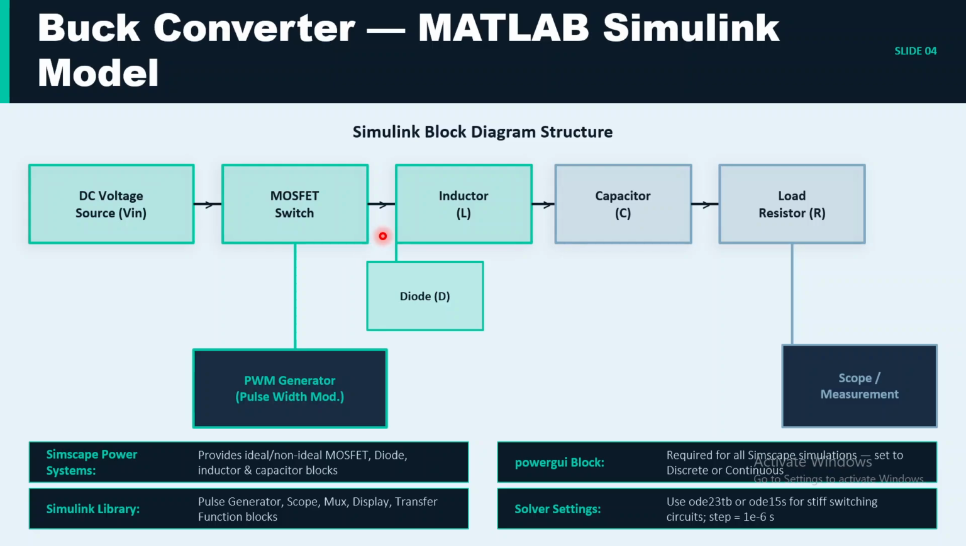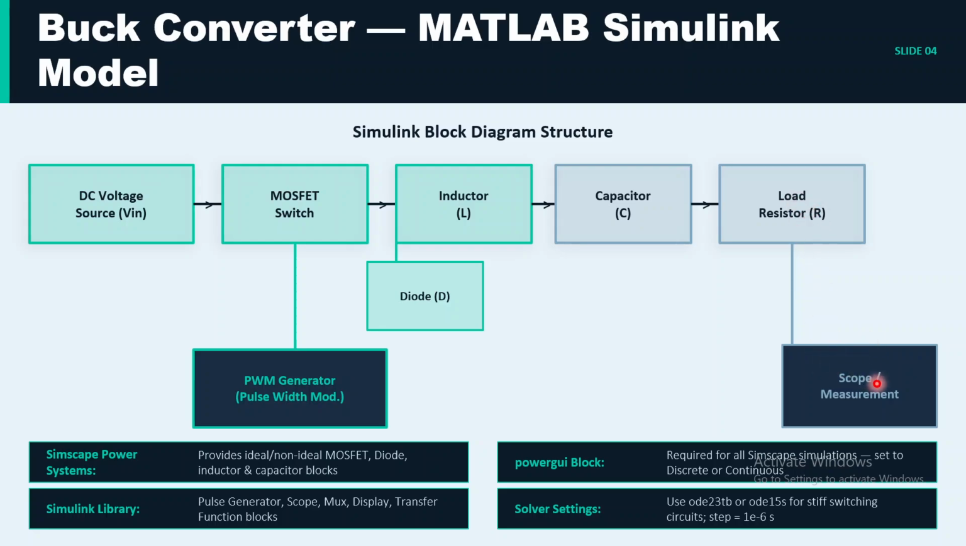After that, you can see the operations I have explained. Here there is a block diagram. This is a DC voltage source, and after it there is a MOSFET switch. It acts as a switch: when it is closed, the inductor will charge, and when it opens, the inductor releases current, which supplies the load. Here there is a capacitor, and after the capacitor there is a load.